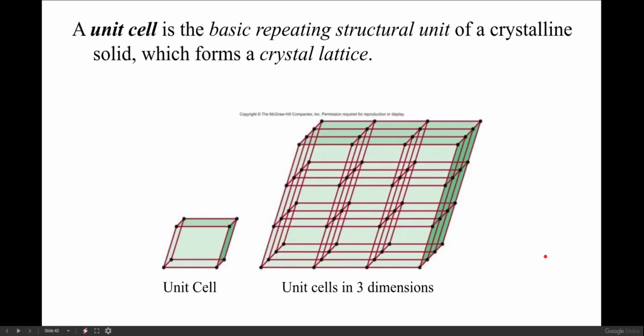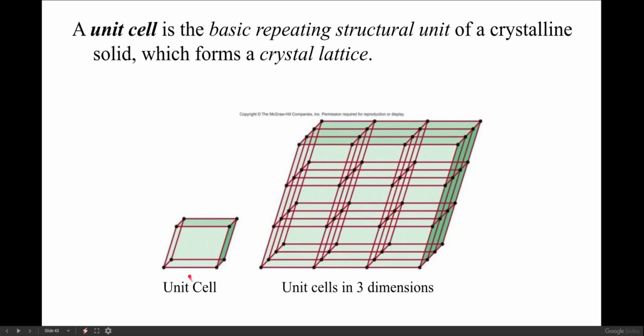Now, what all crystalline substances have in common is a repeating pattern that we call a unit cell. So this is just a generic unit cell, but it forms a crystal lattice. We've heard that term before. We know ionic compounds form a crystal lattice, but other substances can too. Just ionic compounds always form a crystal lattice.